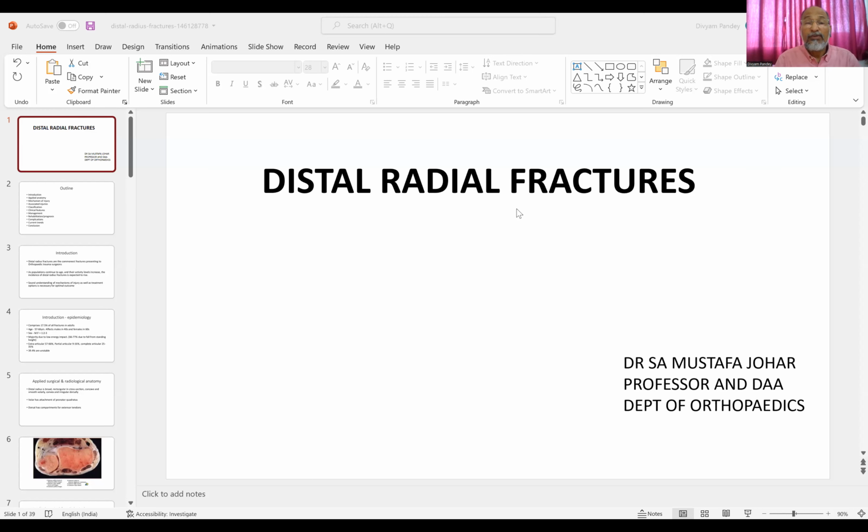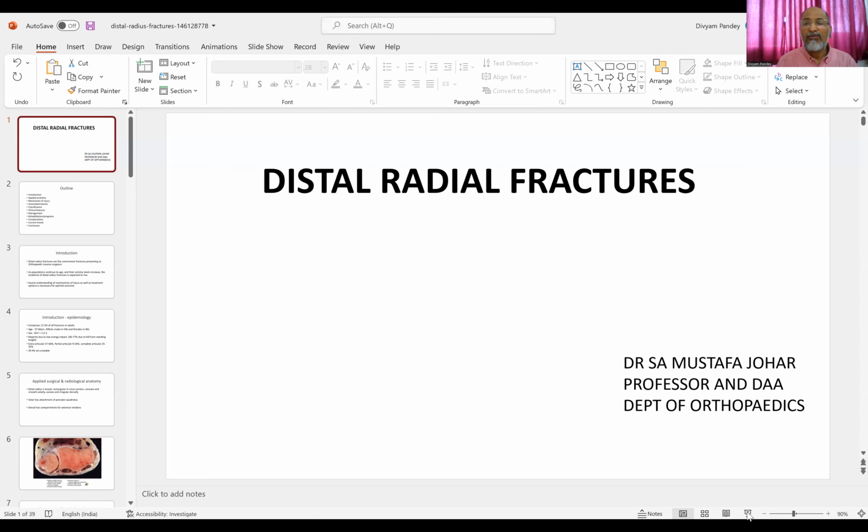Today we are going to discuss distal radial fractures. Any fracture occurring within 2.5 or 3 centimeters from the distal articular surface of the radius is called a distal radial fracture. Okay.